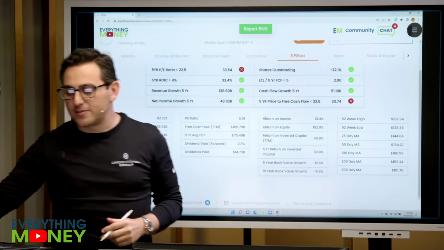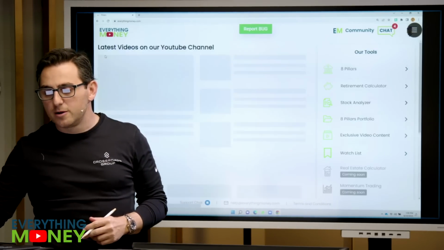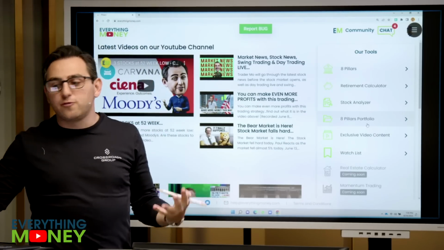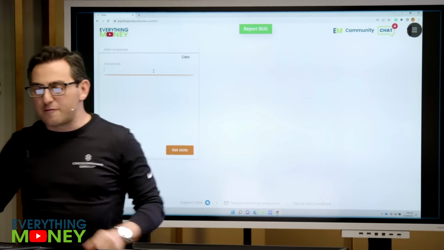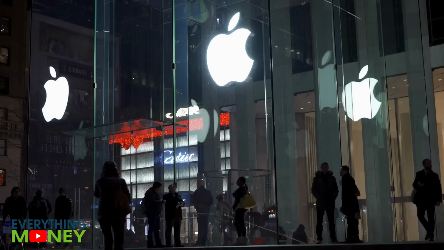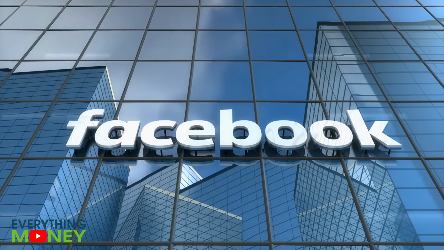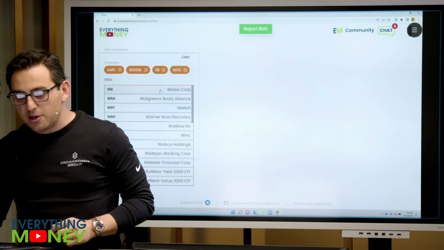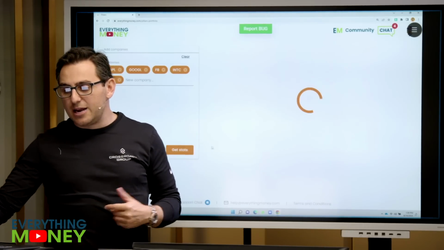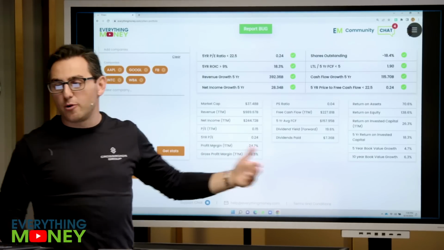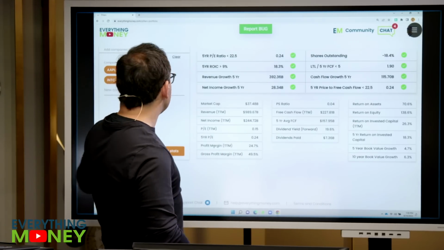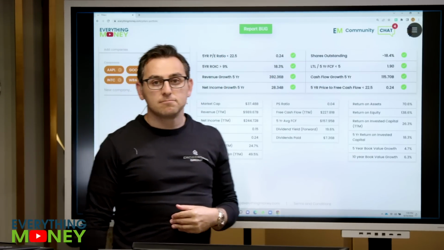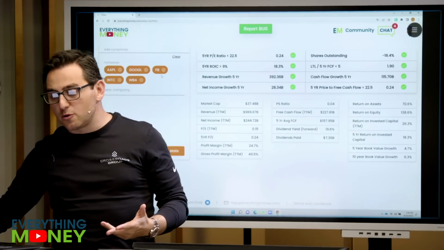Now, the exciting part about this, guys, is that on our software, we have a thing called the 8 pillars portfolio. So yeah, it's great to do this for one company, but what if you have a portfolio of companies? Let's say you have Apple, Google, Facebook, Intel, and Walgreens. You can put them all in here, and it'll give you the entire stats for your entire portfolio. And overall, this portfolio of 5 stocks is an 8-pillar portfolio. So, guys, this is what's so great.